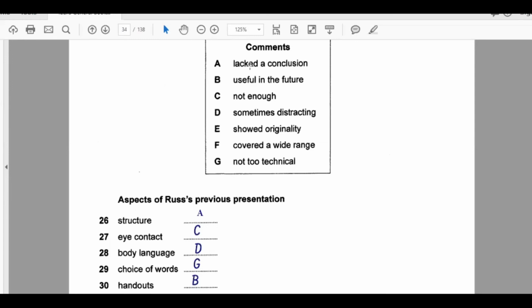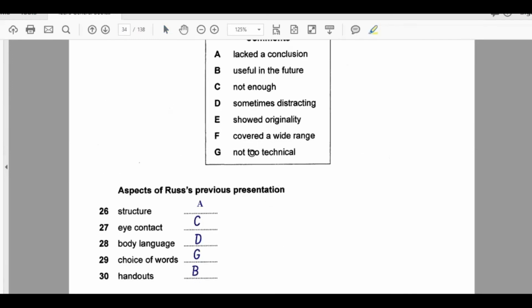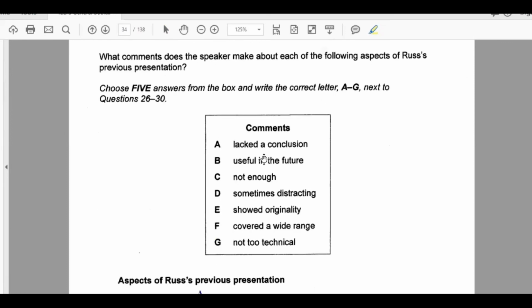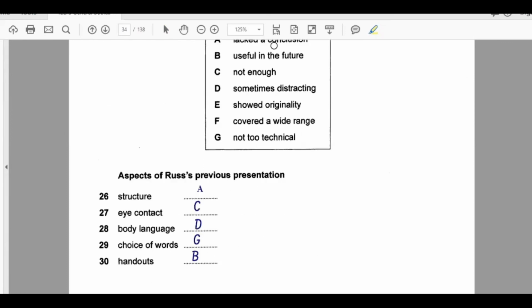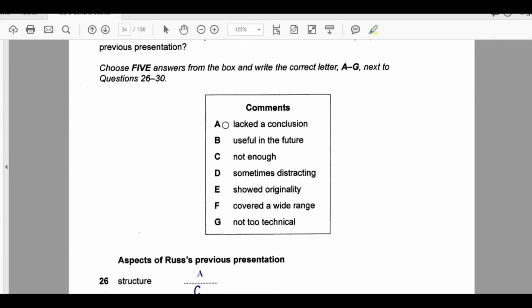In this part of the section, we have classification questions where we're given 7 different options to choose from, and we have to choose the correct one and write it in front of the questions given, from 26 to 30. How I often solve these questions is that in the time that I am given, I first underline the key information that I see.